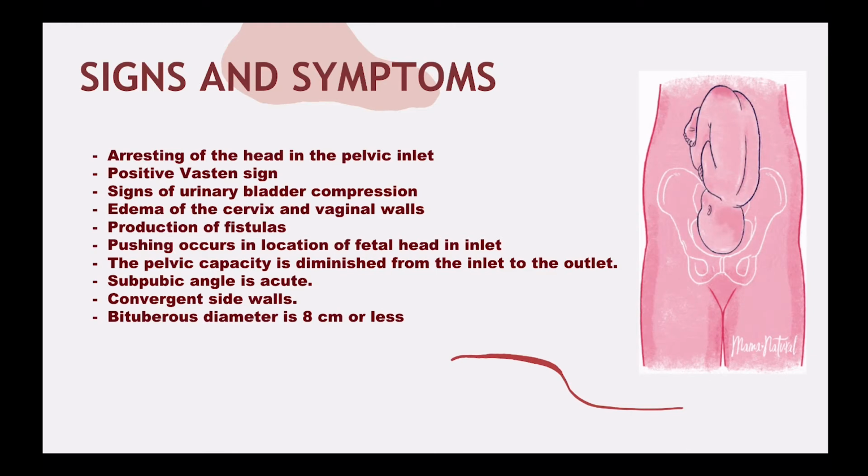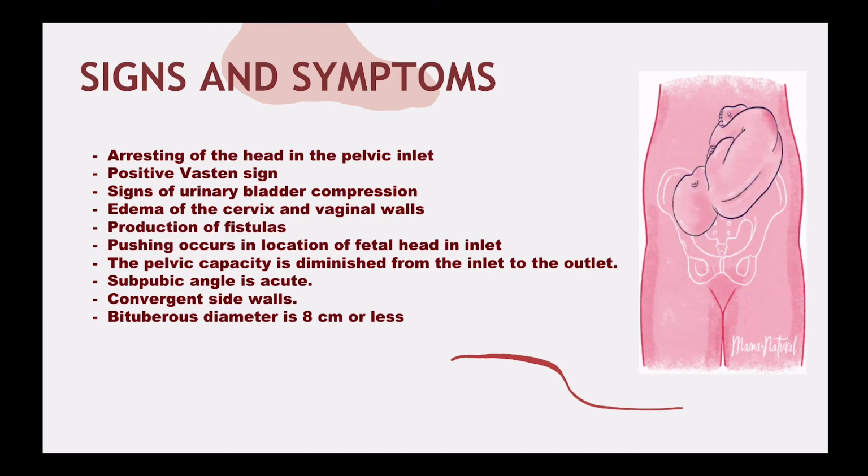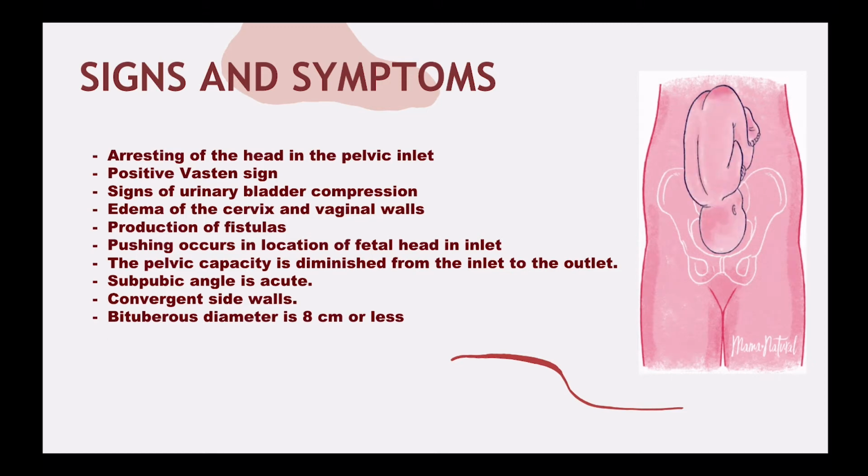The signs and symptoms of outlet contraction are arresting of the head in the pelvic inlet, positive Vasten sign, signs of urinary bladder compression, edema of the cervix and vaginal walls, production of fistulas, pushing occurs in location of fetal head in inlet, the pelvic capacity is diminished from the inlet to the outlet, subpubic angle is acute, convergent side walls, and bituberous diameter is 8 cm or less.